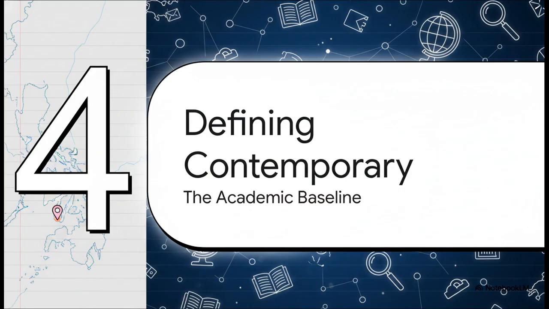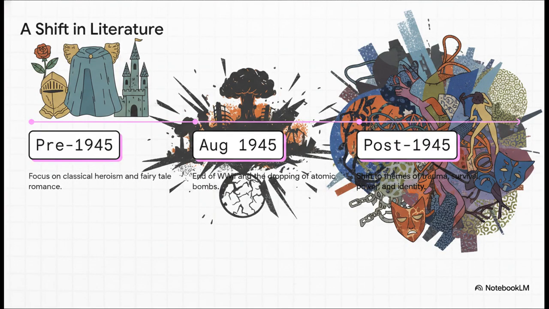So we've explored our local landscape. Now let's hit Section 4, Defining Contemporary Literature. Time to establish our academic baseline. Let's zoom out and look at this global timeline. A lot of people ask, why 1945? Well, before 1945, literature was heavily focused on classical heroism, epic traditions, idealized romance. But then, August 1945 happened, the end of World War II, the dropping of the atomic bombs on Hiroshima and Nagasaki. The world was completely broken and traumatized by this, and it triggered a massive paradigm shift.